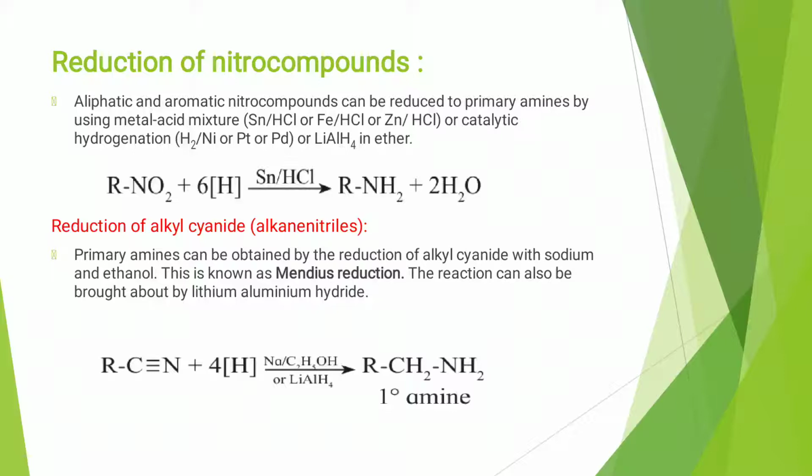LiAlH4 in ether. Reaction is RNO2 plus 6 times hydrogen in presence of tin HCl. The oxygens will be removed in the form of water. 2 oxygen will be removed in the form of 2 times water, and hydrogen will be added. So RNO2 will be converted into RNH2. In this way, by reduction of nitro compounds, we can get primary amines. If you take the example, CH3NO2 plus 6 times hydrogen, tin HCl gives CH3NH2, that is methylamine, plus water.